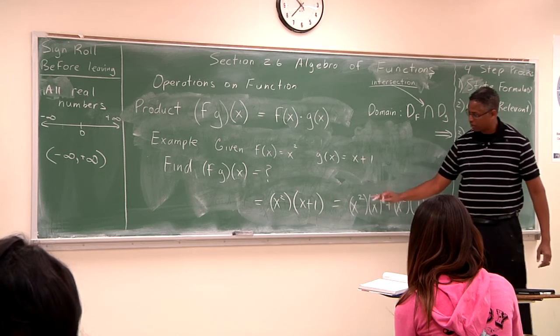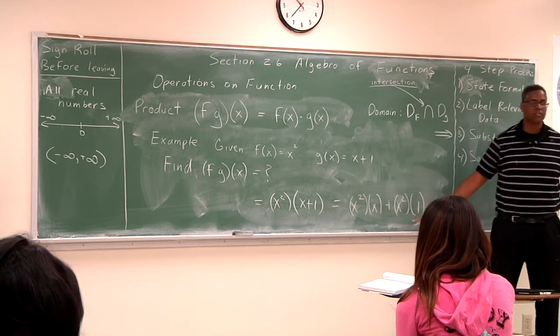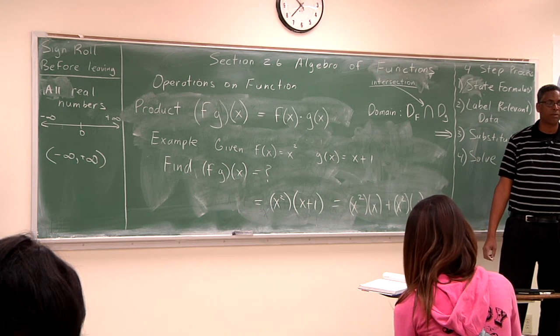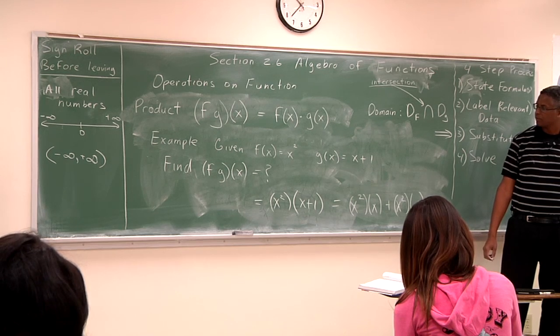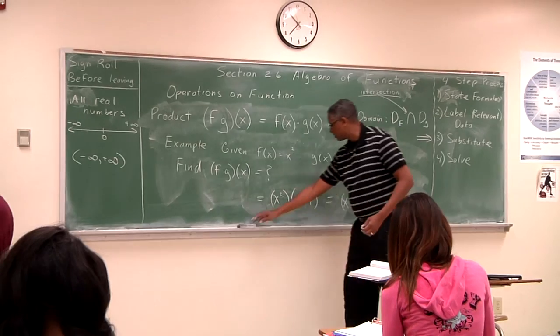So let me pause here for a minute and make sure there are no questions. Does everybody understand how I got from this step to this step? I just used what was called the distributive property. Everybody clear on that? Okay. All right.